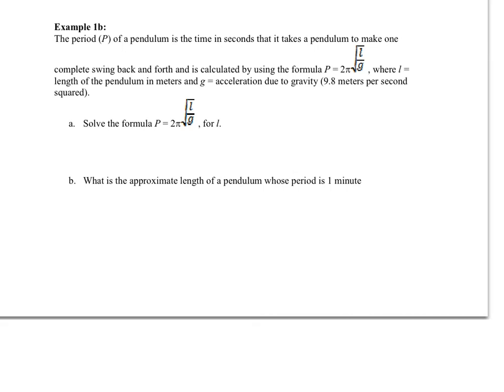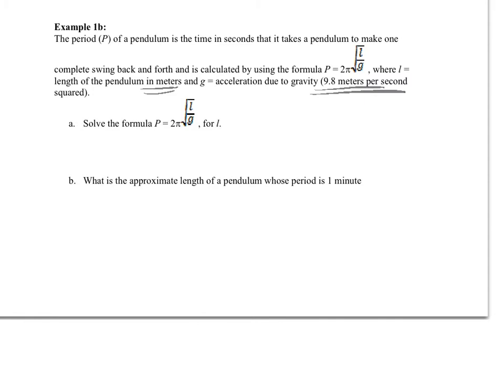Okay, in example 1b, we're going to use a different formula. The period p of a pendulum is the time in seconds that it takes a pendulum to make one complete swing back and forth, and is calculated by using the formula p equals 2 times pi times the square root of L over g, where L is the length of the pendulum in meters, and g is acceleration due to gravity. In this case, it's metric, so it's 9.8 meters per second squared.